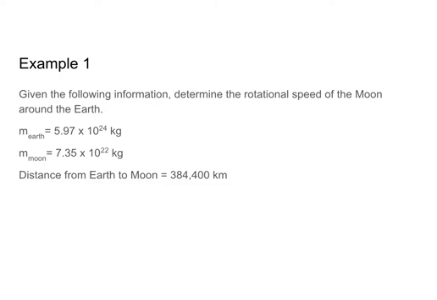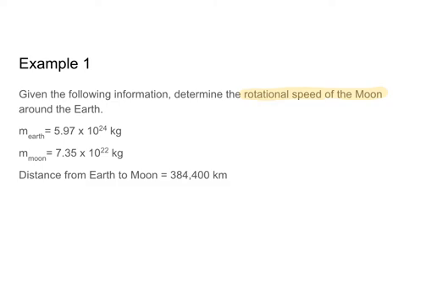So let's go ahead and look at one example. Given the following information, determine the rotational speed of the moon around the Earth. We have the mass of the Earth, the mass of the moon, and the distance from the Earth to the moon. So we are given all this information. We also know the value of big G, 6.67 times 10 to the negative 11th.